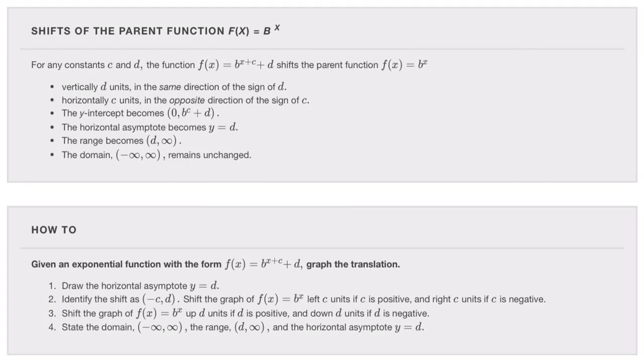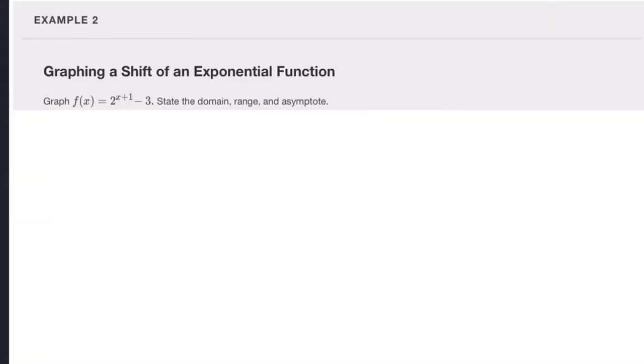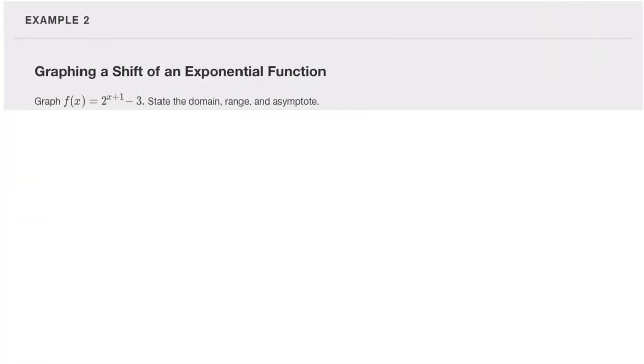So let me see. First, they identified the horizontal asymptote. Then it looks like they did their horizontal shift first, and then the vertical shift next. Okay, let's give that a go. So we're asked to graph this and state the domain, range, and asymptotes.